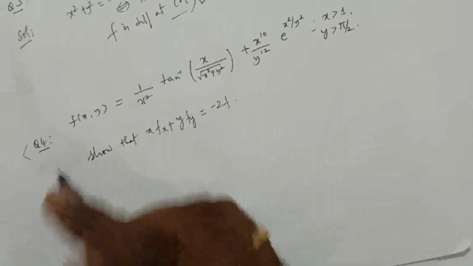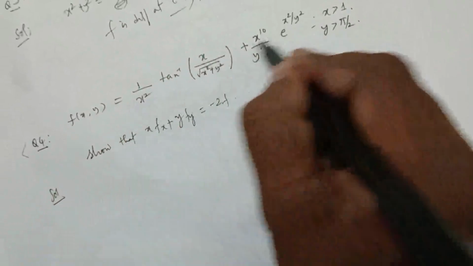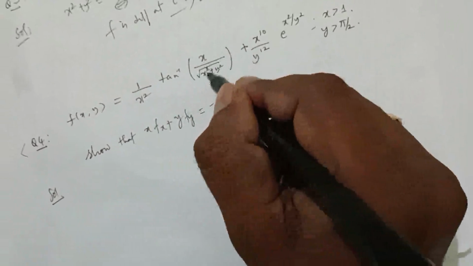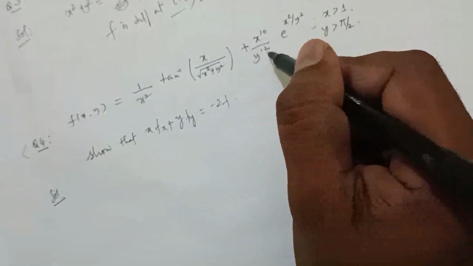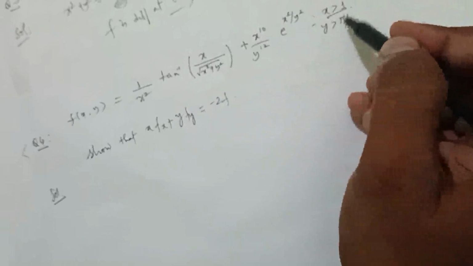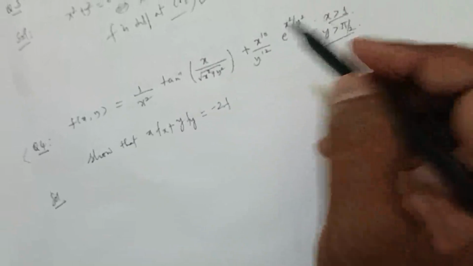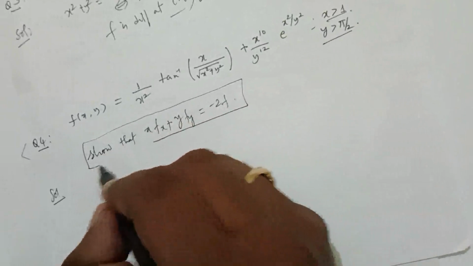Fourth question: if f of x comma y equals 1 by x square tan inverse of x by square root of x square plus y square plus x to the power 10 by y to the power 12 e power x square by y square, where x is greater than 1 and y is greater than 1, show that x fx plus y fy is minus 2f.